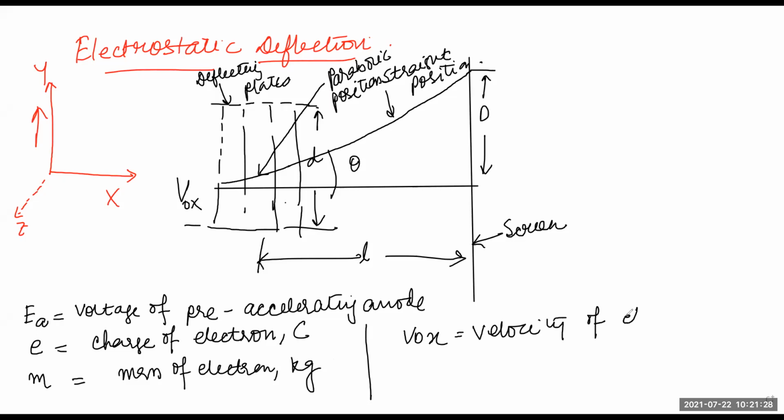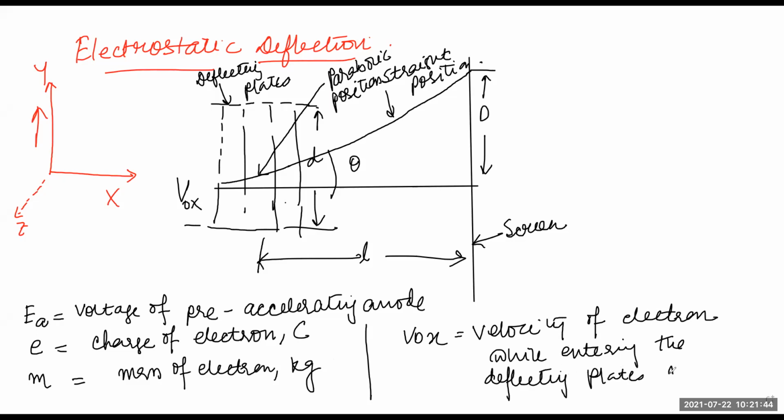Velocity of electron while entering the deflecting plates. Okay, it will be in meter per second. Okay, then comes ED, which is a term that is actually potential. So you will write ED here. I'm writing here. Okay, this is the ED. ED is the potential between the deflecting plates.